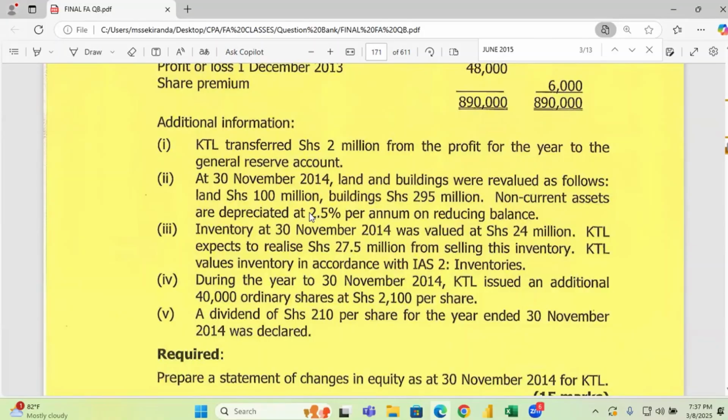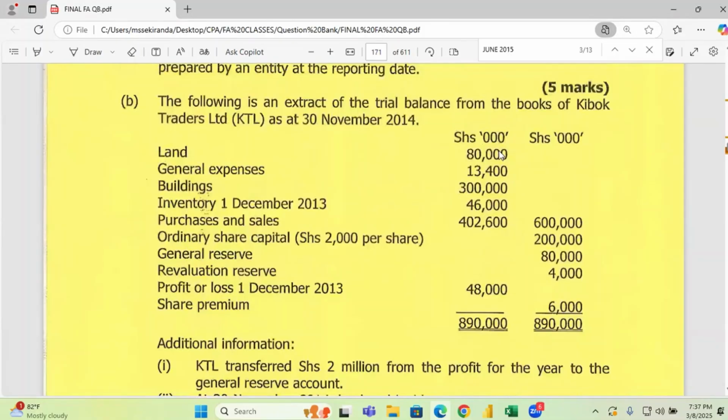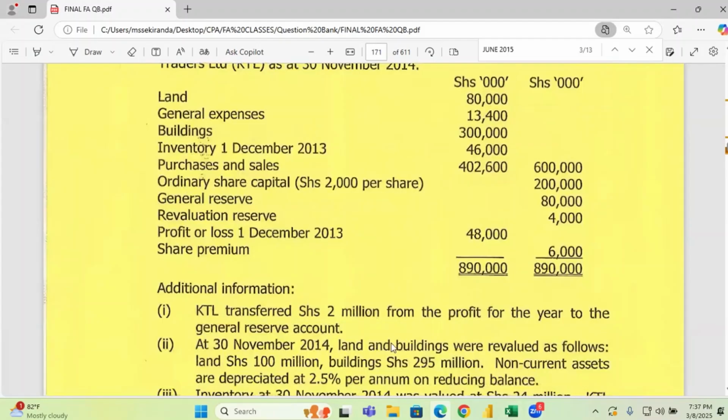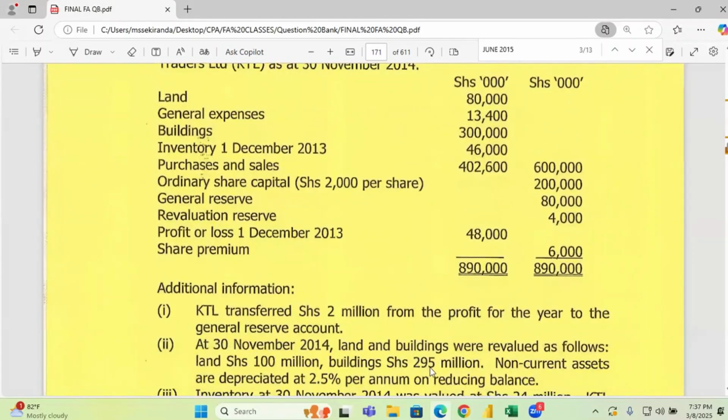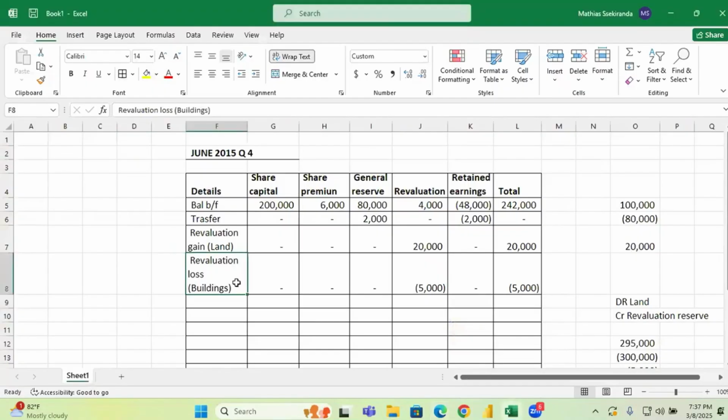Yeah, but for the sake of getting the revaluation gain or loss, we just compare the current value of the land vis-a-vis the previous value to see whether we have an increase or decrease. For the land, we had an increase of 20,000, which we took as a revaluation gain. And for the buildings, we had a revaluation loss because the previous figure was 300,000 and the buildings are being revalued downwards to 295 million. So there is a decrease of 5 million, and that is a revaluation loss. That's why we have put it in brackets, okay?